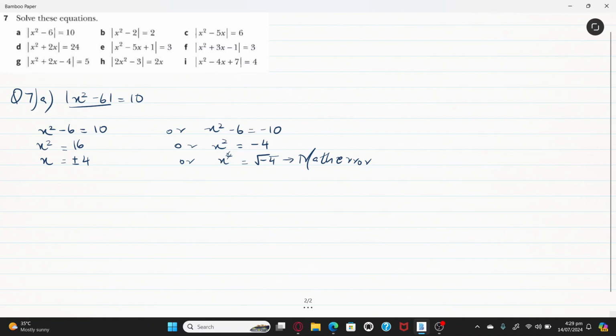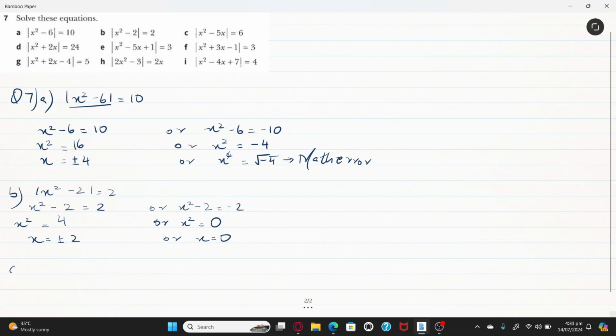Okay, for question number 7, part B. So these questions are really easy for now. |x squared minus 2| is equal to 2. Again, make this independent. x squared minus 2 is equal to positive 2, or x squared minus 2 is equal to negative 2. Similarly, what we are going to do is x squared is equal to 2 plus 2, which is 4, or x squared is equal to negative 2 plus 2, which is going to be 0. So x is equal to plus minus 2, or x is equal to 0.